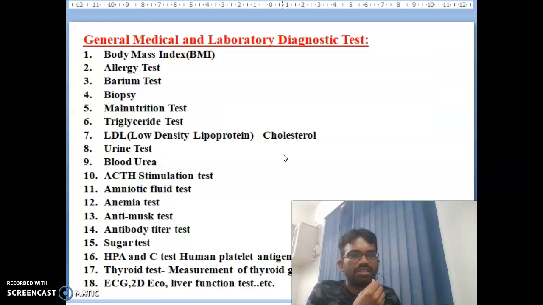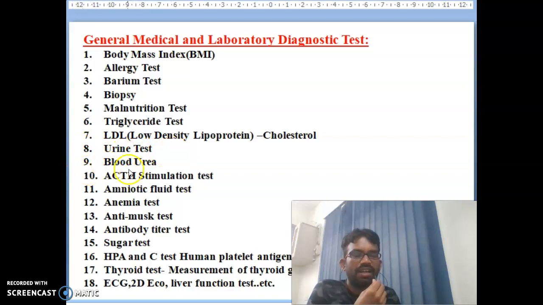They are using these. You can see that here I have mentioned a few of the general medical and laboratory diagnostic tests. The first one is the body mass index, BMI. Second one is the allergy test, third one is the barium test, fourth one is biopsy, and fifth one is the malnutrition test. This is specially used for pregnant women. And the sixth one is the triglyceride test, and the seventh one is LDL, low density lipoproteins, like cholesterol detection.